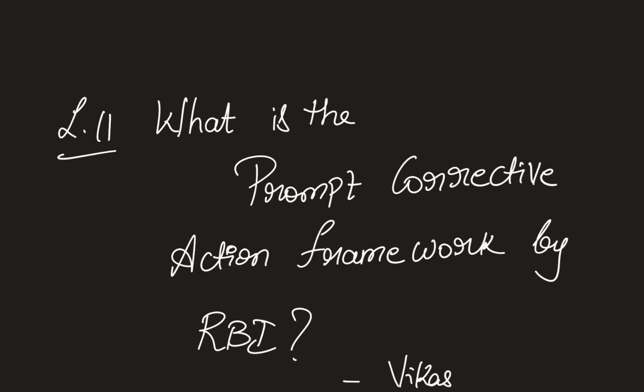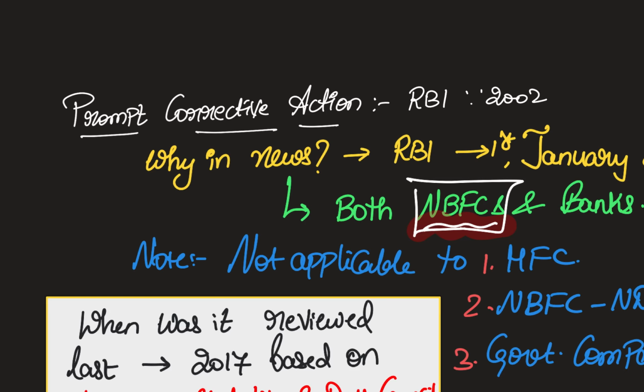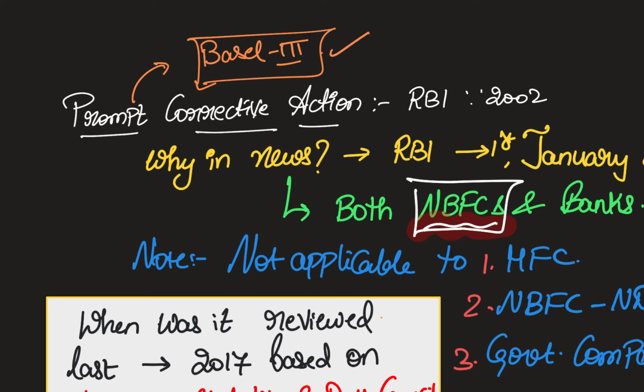So in this video, we'll be looking at the concept of the Prompt Corrective Action Framework by RBI and all the corresponding important updates. In the previous video, we discussed the Basel III norms and how they help in safeguarding the sanctity of our financial system, especially the banking system. So, if those parameters are breached by banks and if RBI finds out that a specific bank is not functioning according to these Basel norms, what happens? So, this is the question.